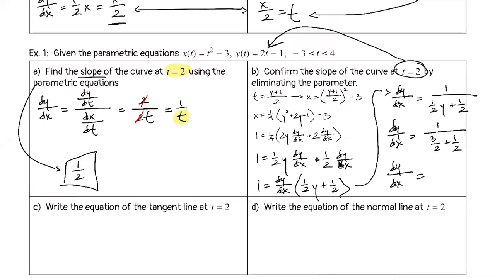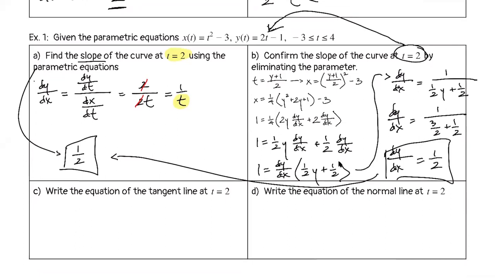4/2 is the same as 2. So I end up with a slope of 1/2, which is good because that is equivalent to what I got finding it using parametric equation. Okay.